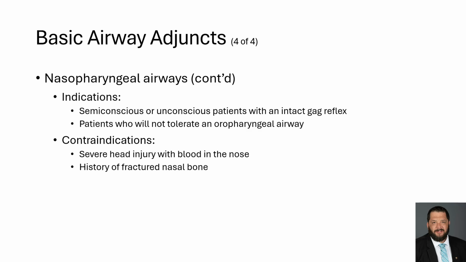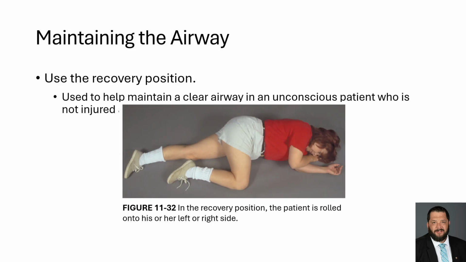Some contraindications to be mindful of: severe head injury with blood in the nose, or history of fractured nasal bones can lead to complications with the NPA. We also can use patient positioning to help manage vomitus, emesis, secretions, or blood in the airway that needs to be drained away. We can use the recovery position, and this is placing the patient on their side, bringing one leg forward and their hand under their head to help position their airway, and it allows secretions to drain appropriately when needed.